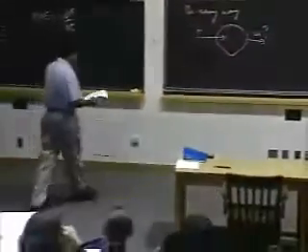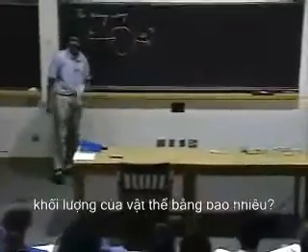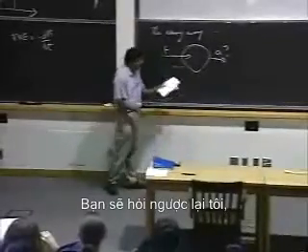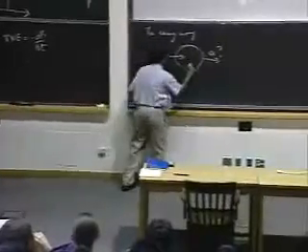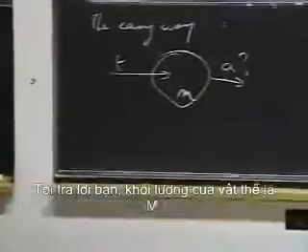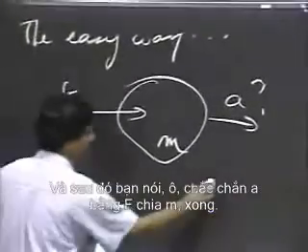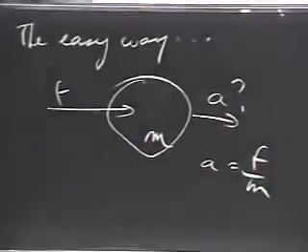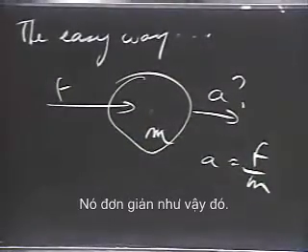They would ask me, what's the mass of the object? I ask you, what is the acceleration? You turn around and ask me, what is the mass of the object? I tell you the mass of the object is m. And then you say, sure, A is F divided by m. Done. It's as simple as that.